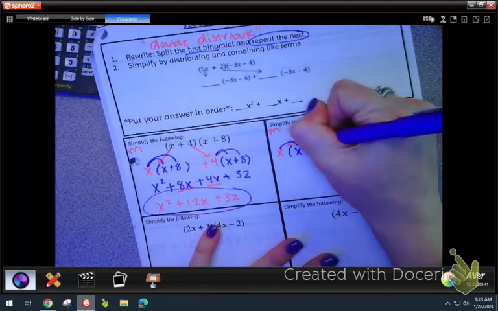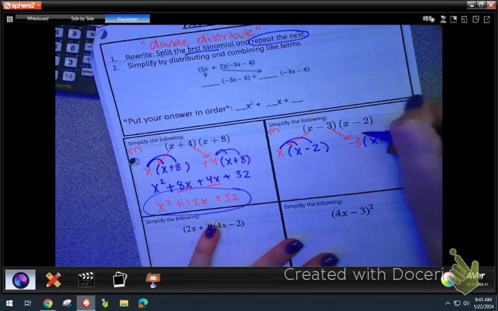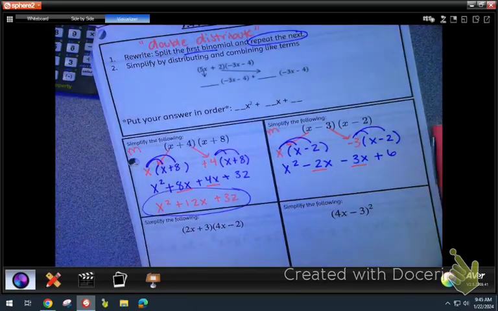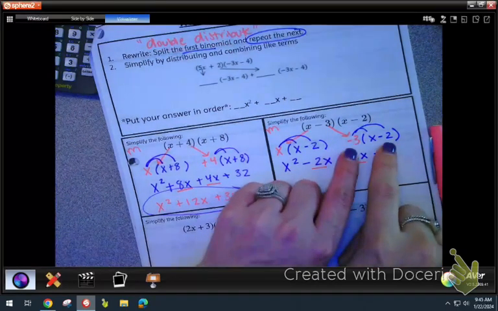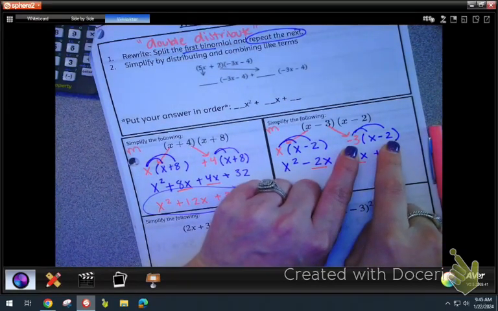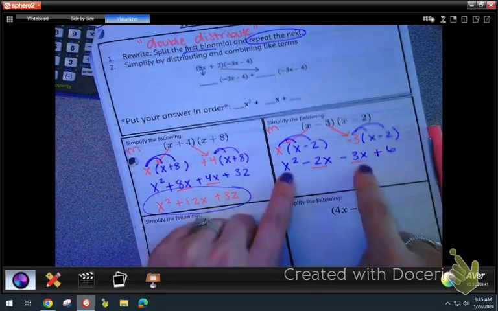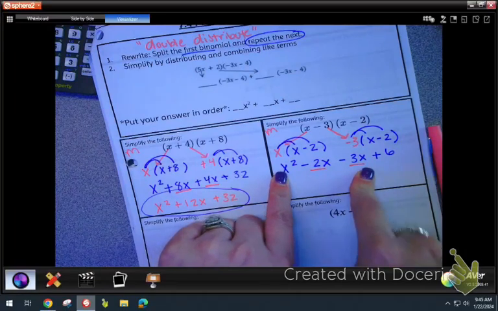Now, double distribute. Watch the minus sign. Ready, set, go. So check right here. Here's what I got when I did my double distribute: x squared minus 2x minus 3x plus 6. Why is it a plus 6? Because negative times negative is a positive. I feel like I say that 800 times a day. And again, we do this every day in Algebra 2, so this skill is so very important.